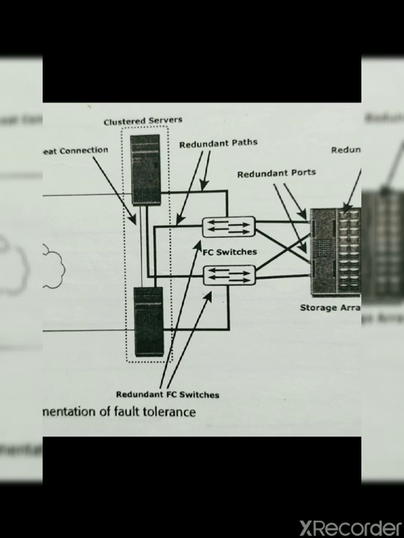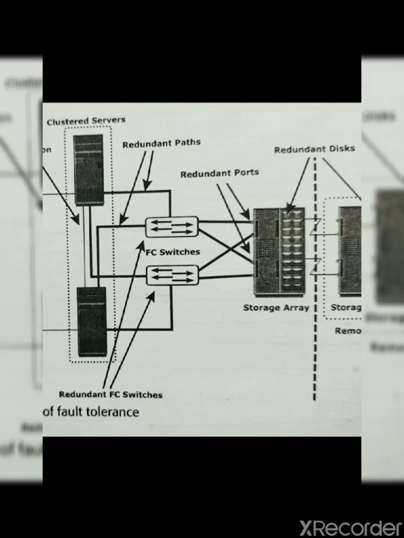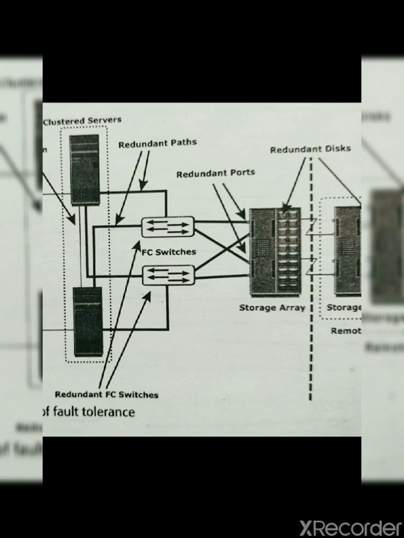Next, we have the fiber channel switch network. Configuration of multiple fiber channel switches is one solution for single switch failure. Again, you can observe the redundant paths. Every switch is connected to every other server, so we have multiple paths available to communicate with the storage array.